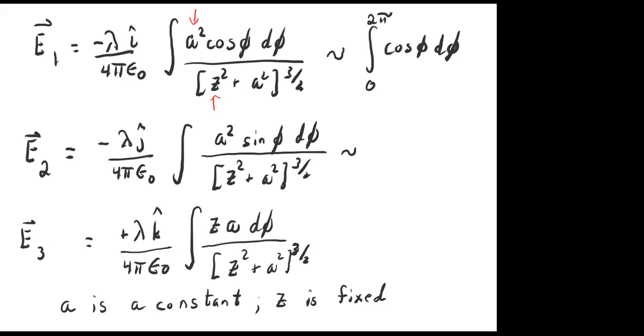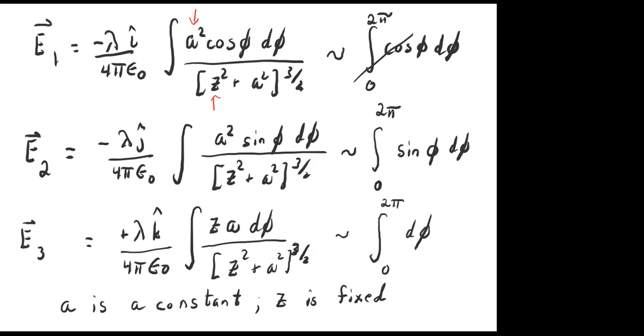Second integral, same story. There's a proportionality constant. I'm not worried about it. But the bottom line is because a and z are constants in this problem, I'm left with an integral over the azimuthal angle. And the third and final integral I have to do, again, z and a are fixed, they're constants. So I just have to do an integral over phi from 0 to 2 pi. And these integrals are actually pretty straightforward to do. First one vanishes. Second one vanishes. And the third and final one does not.